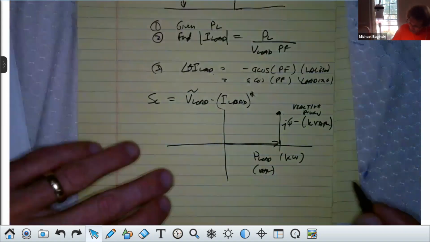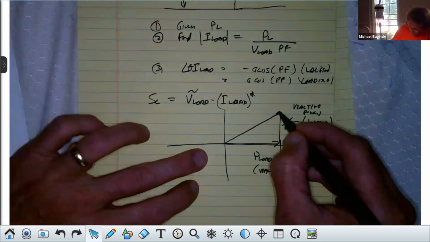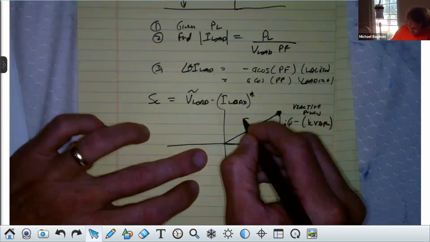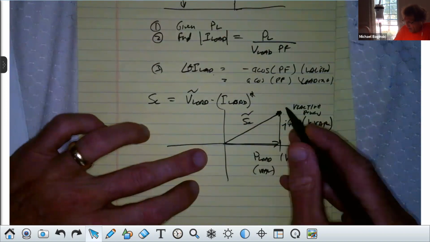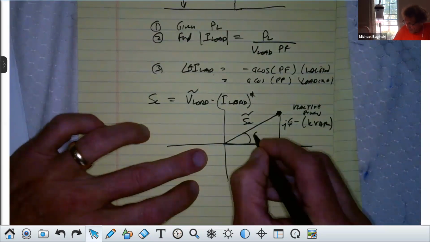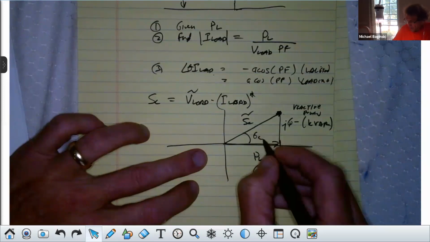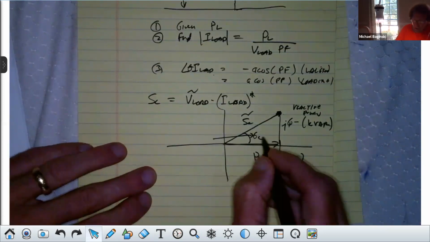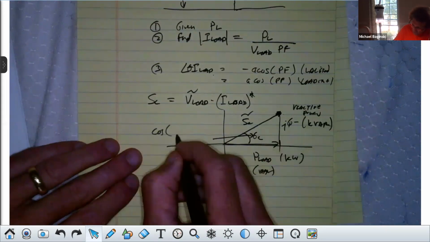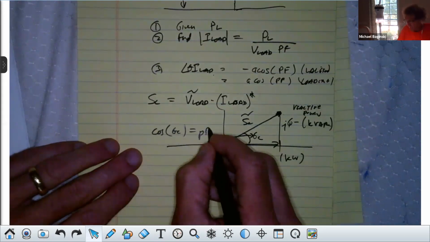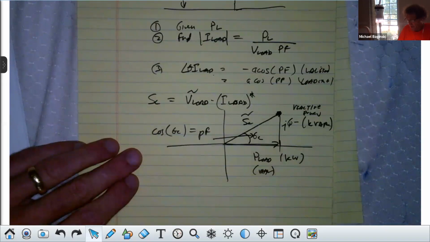Then you get something here. This is actually S complex, and it's got a real and an imaginary part. This angle here is actually the cosine of that angle, actually. The cosine of that angle is the power factor. Now that's it in a nutshell about how you look at a single load in terms of a complex power with both a real power and a reactive power.